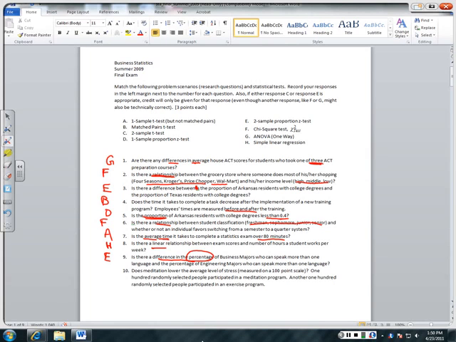See, we have one group of people that participate in a meditation program, and then another 100, a separate group, who participate in the exercise program. So we have 2 separate groups, and we're looking at averages or the difference in means for those 2 groups. That is option C.